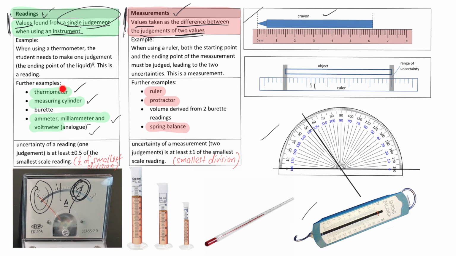As for other instruments like your ammeter, voltmeter, measuring cylinder, thermometer, there's no need for you to worry about where the 0 starts, no need to align them. So there's only 1 judgment, so you can read up to half the smallest division. Hopefully that will help you to remember.